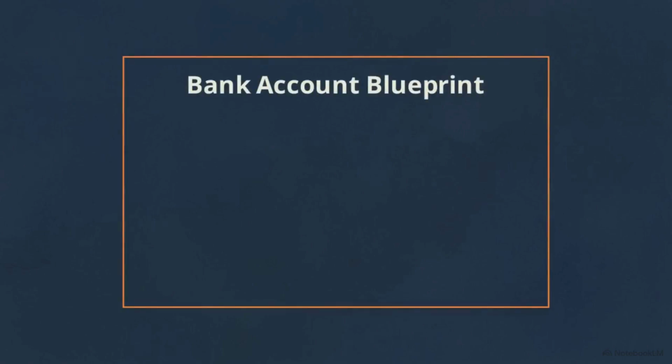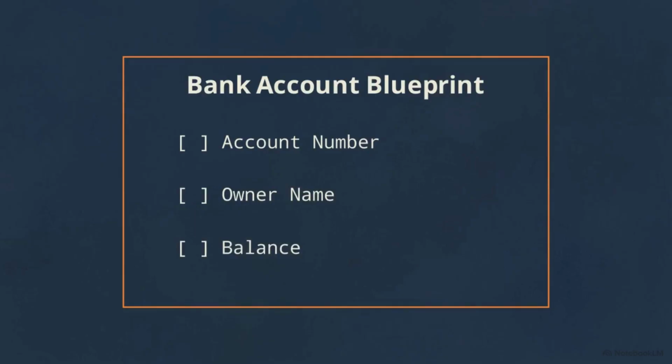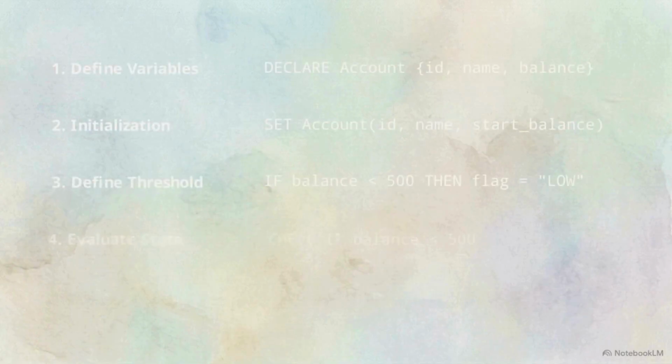Let's build our first structure, a bank account. We need to store an account number, the owner's name, and their balance. We also need a rule that flags any account dropping below a $500 threshold. This 5-step algorithm outlines the process: define variables, set initialization rules, define the threshold check, evaluate the state, and output results. Pay attention to step 2.